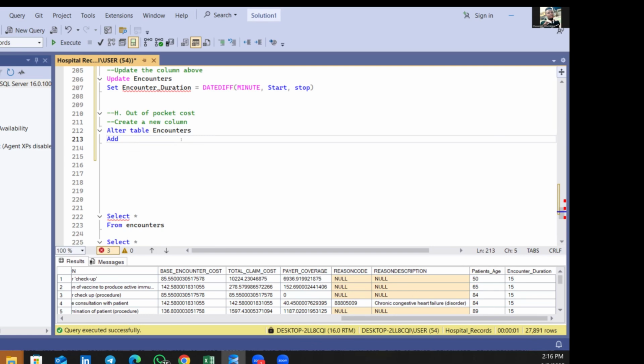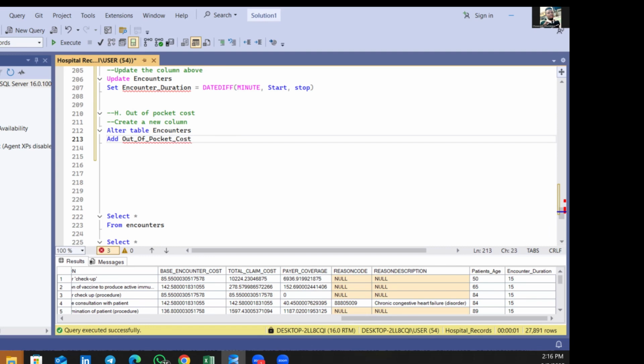In order to do that, I had to of course create a new column on my encounter tables. We are working with 4 different tables, right? So if you were following this particular analysis, you would have noticed that from the first, second part. So I'm creating a new column called out of pocket cost.